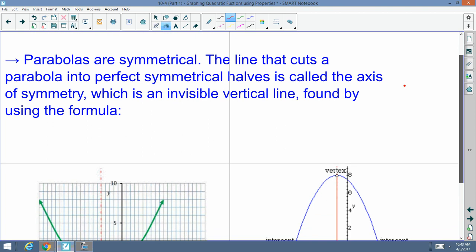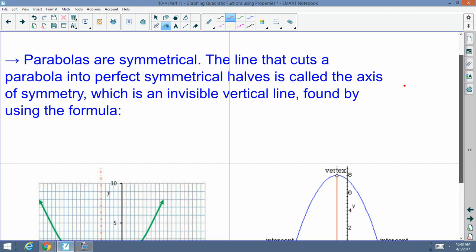Parabolas, guys, are symmetrical. Symmetrical figures have a line that cuts a parabola, or any figure, into perfect symmetrical halves. This line is called the axis of symmetry. Do you remember when you were little kids folding a paper in art class for Valentine's or Mother's Day? You'd draw half of a heart, cut it out, and when you unfolded it, you had a full heart. That was using symmetry. Symmetry in parabolas is called the axis of symmetry.